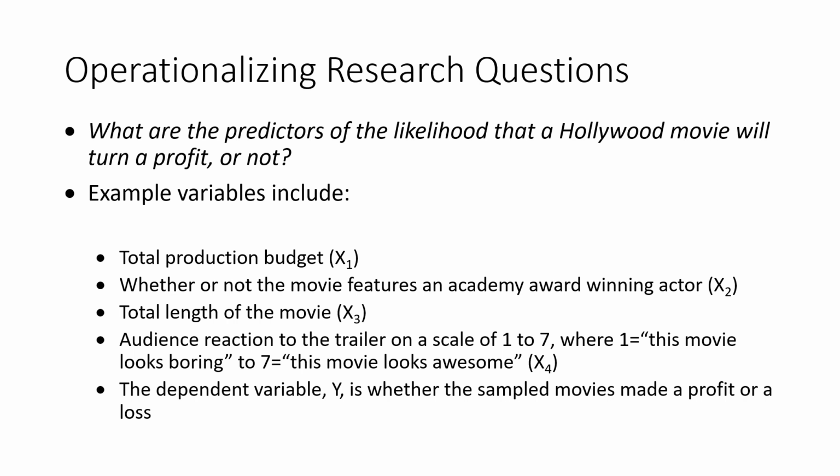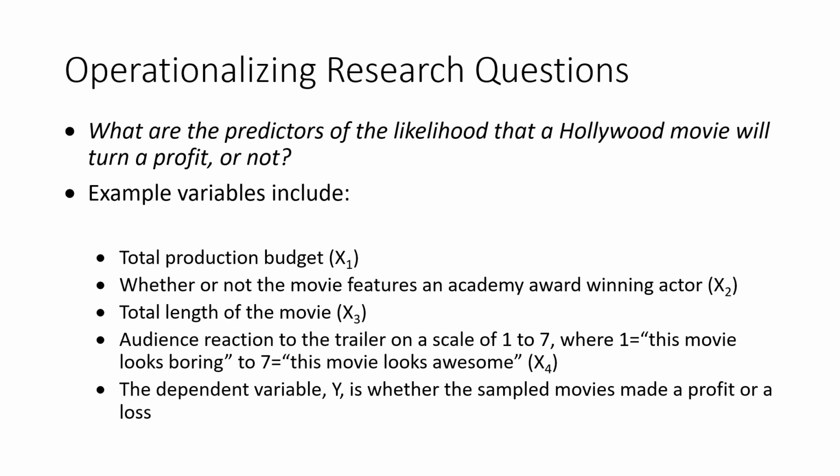What are the predictors of the likelihood that a Hollywood movie will turn a profit or not? You could see how this could be a useful research question to ask if you work in the movie industry, right? If you are a producer of movies, you want to make sure that the movies that you produce are profitable. Otherwise, you make a loss. So it is possible to build a logistic regression model predicting this particular outcome. And the outcome is whether or not your movie will turn a profit.